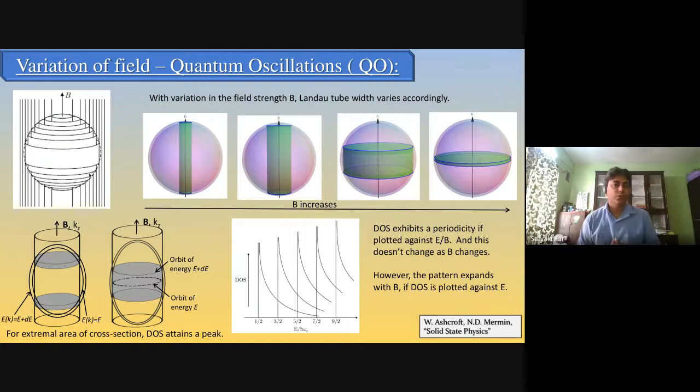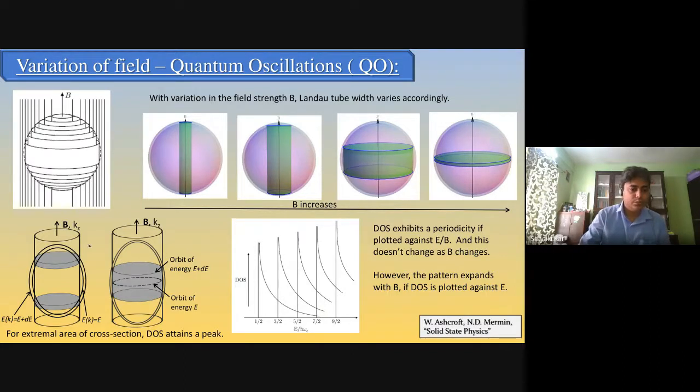Now you change the magnetic field, what happens? From there, I can get quantum oscillations. If you change the magnetic field, the width of the Landau tubes changes. It increases actually with magnetic field increase. And you can see from this cartoon that as I'm increasing the magnetic field, for a particular Landau tube its dimension is increasing. It's getting more and more fat. And at one point of time, its width can be more than the width of the Fermi sphere, and it will go outside the Fermi sphere. And at that point, there will be no occupied states available at that Landau tube.